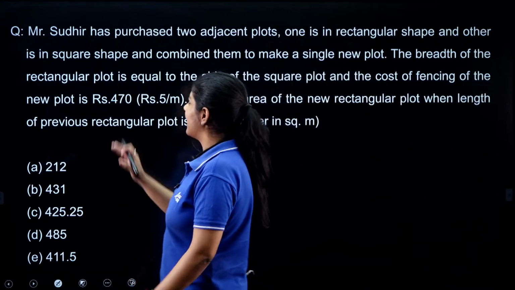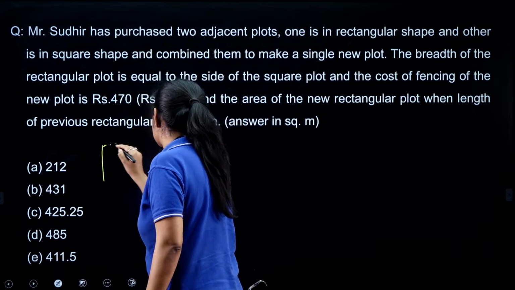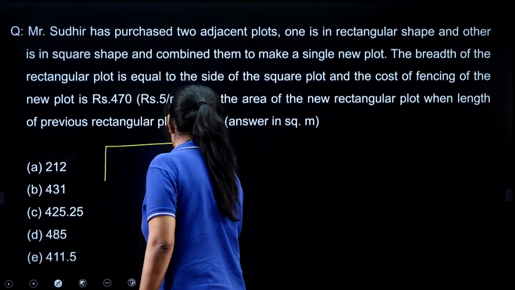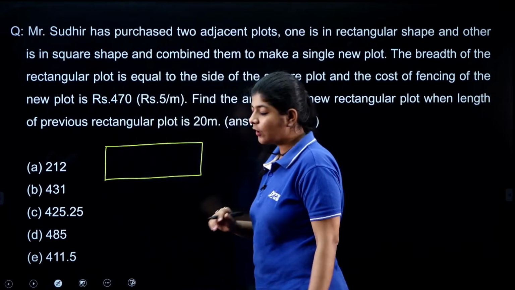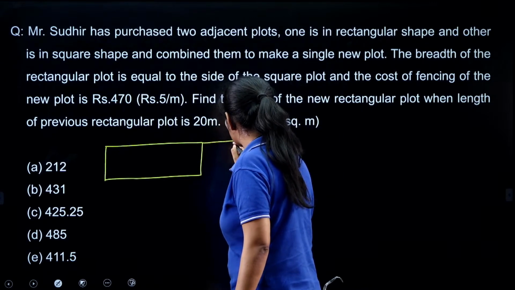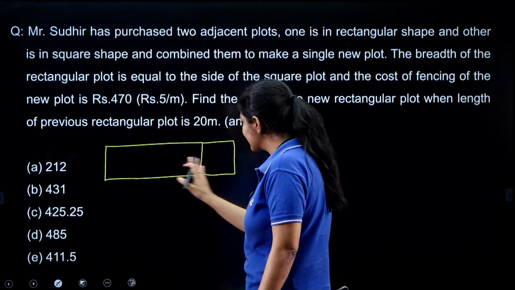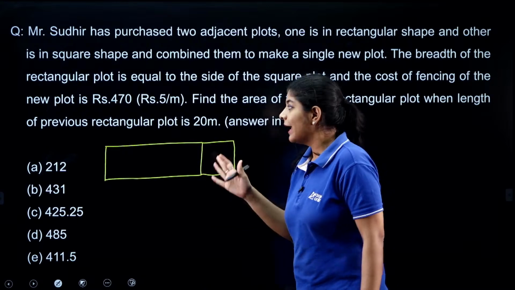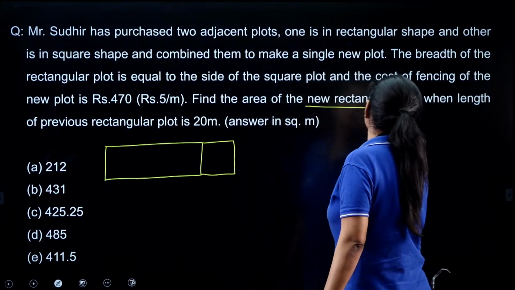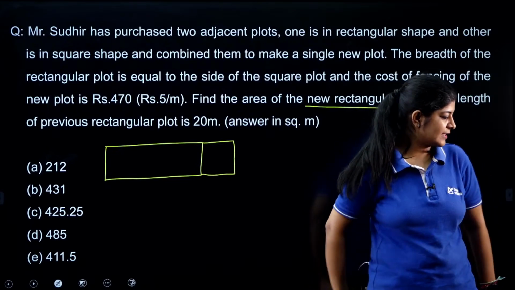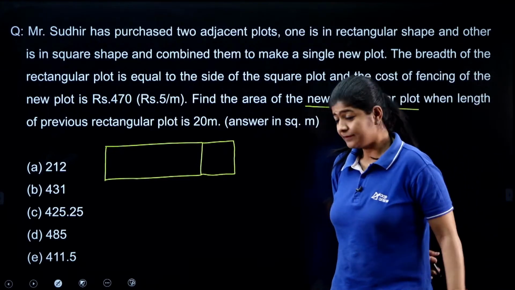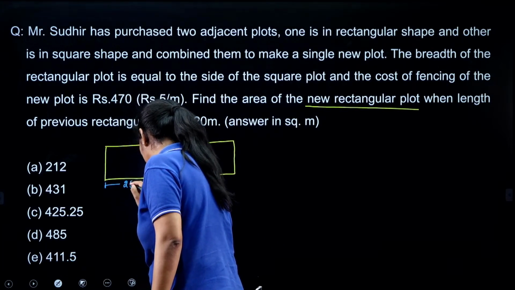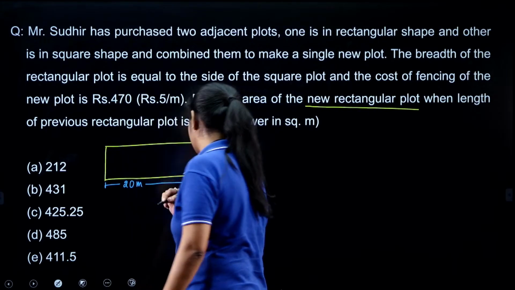So the question is saying that Mr. Sudhir purchased two plots like this. Let's suppose this is my rectangular plot, and adjacent to this one he purchased a square plot as well. Now this whole plot, the combination of the rectangular and the square, will become a new plot, and we need to find the area of the new rectangular plot. One thing is given: the length of the previous rectangular plot is 20 meters.